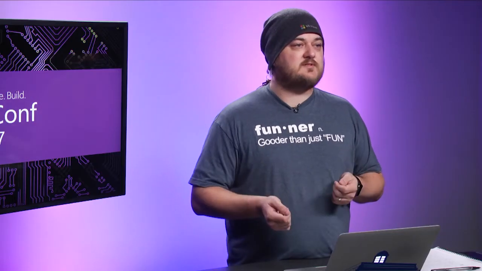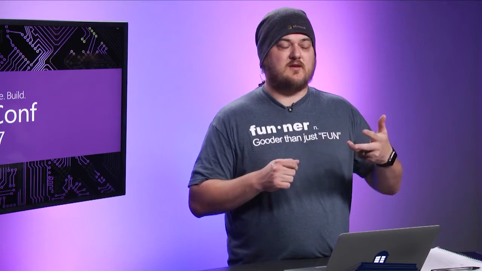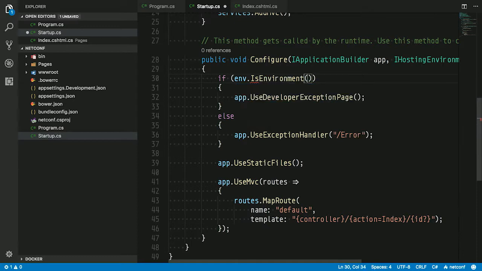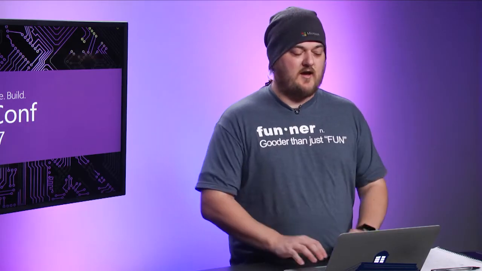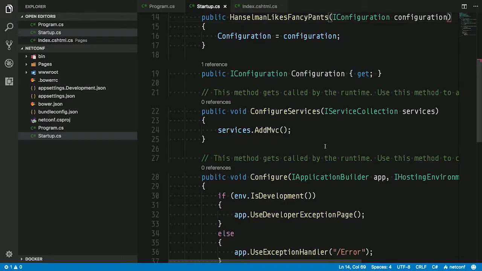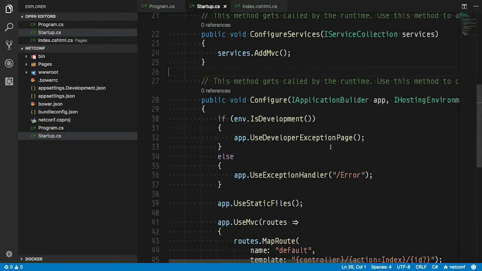And you don't have to use Development or Production. There are three that we know about that we have extension methods for: IsDevelopment, IsProduction, or IsStaging. But otherwise, it's just a string, right? You can make up whatever environment you want and then use that everywhere. It's up to you how you use the environment names. Okay, so that's the app hosting environment.